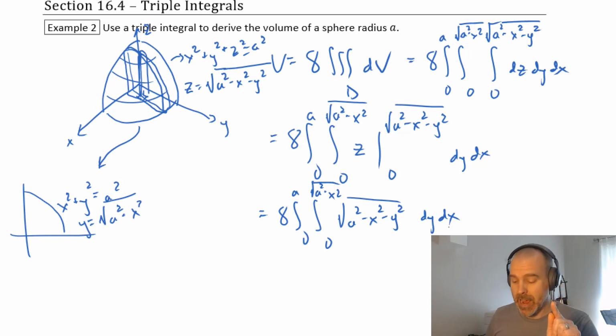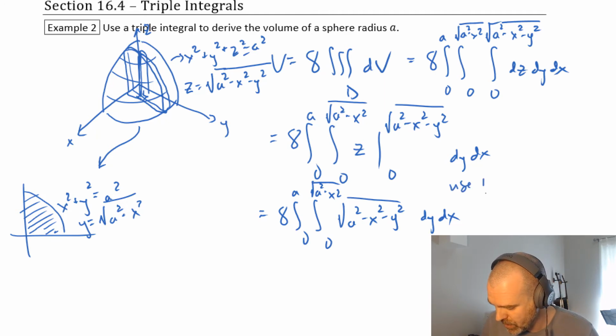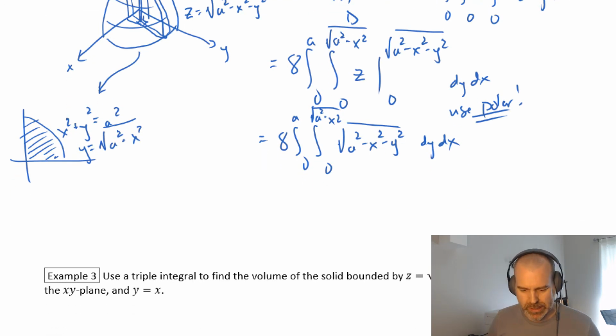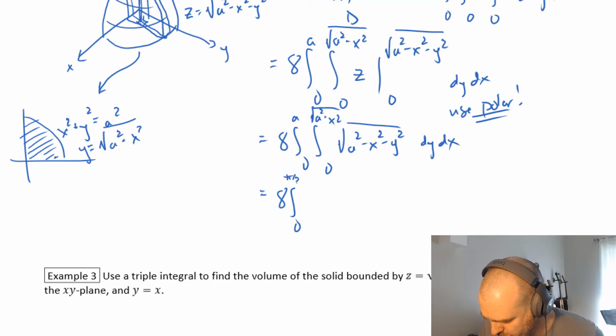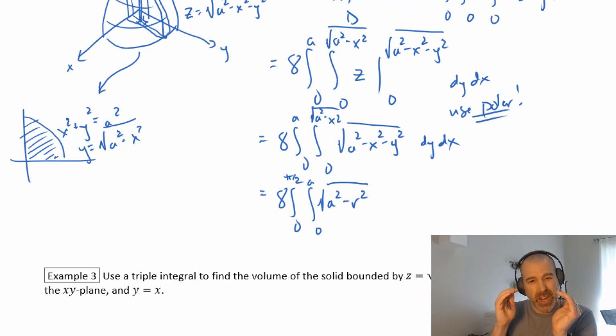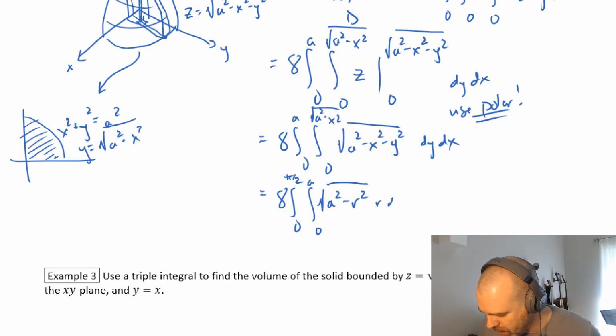Now you should be thinking, wait a minute, this is an integral over this region. This is a circular region. Polar. Use polar. Oh, I don't know if I left enough space. Oh boy, this might not be good. Okay, theta goes from 0 to pi over 2. r goes from 0 to a, and then you'll notice I have the square root of a squared minus r squared. If I factor out a -1, you get x squared plus y squared. And then I have r dr d theta.